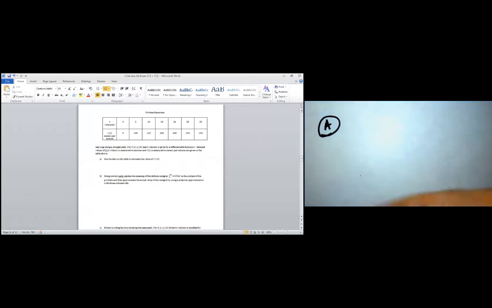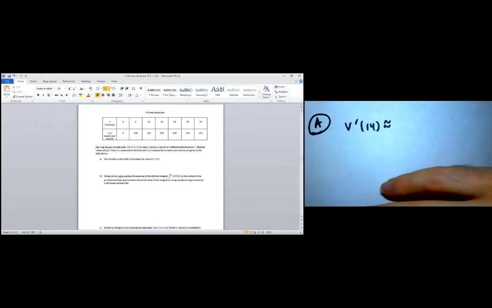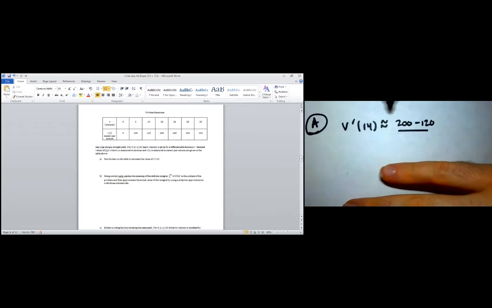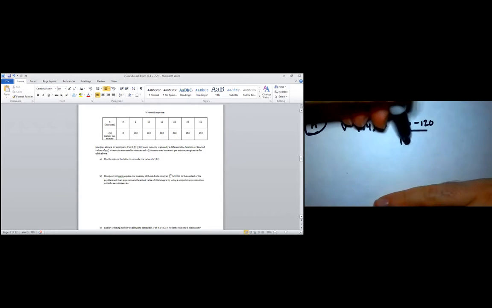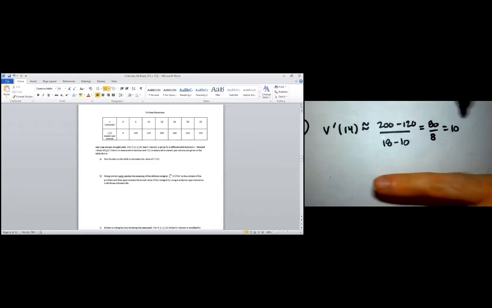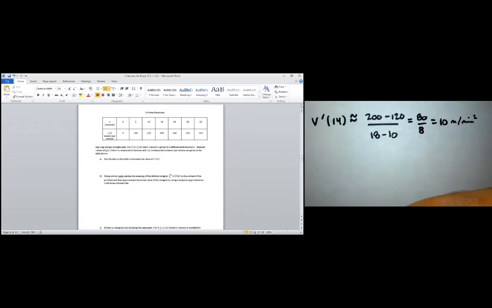Okay, part A. We are going to say that v prime of 14 is approximately equal to 200 minus 120 over 18 minus 10. We're going to say that that's equal to 80 over 8. That's equal to 10, and then that's meters per minute squared. Should be able to do part A in your sleep.